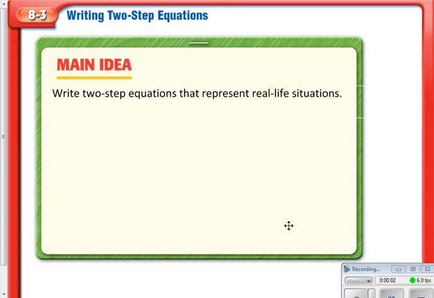8.3 day 2 was on writing two-step equations again. Yesterday you worked with writing two-step equations. Today you're going to get more realistic situations and have to write an equation for them.